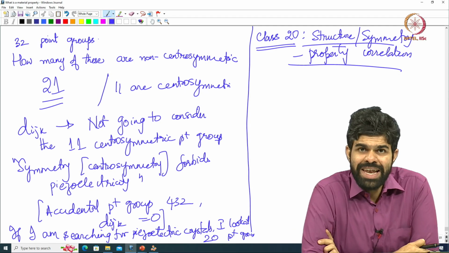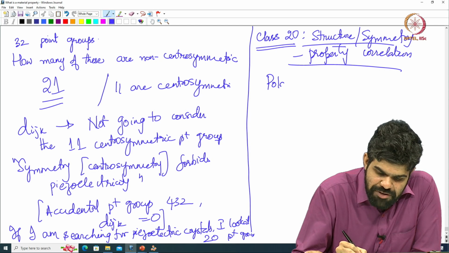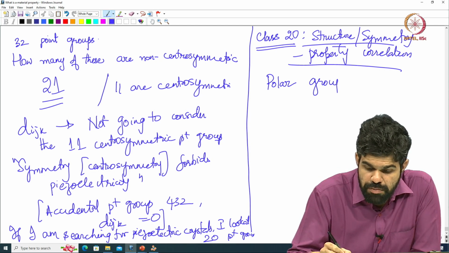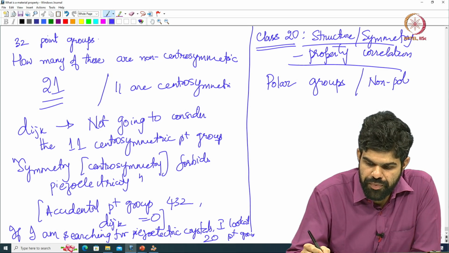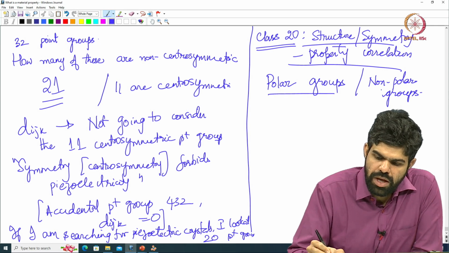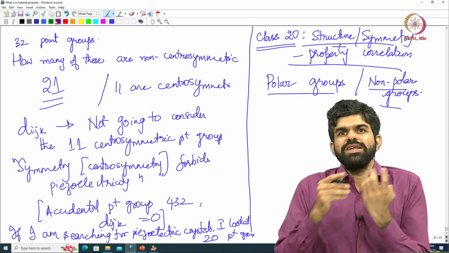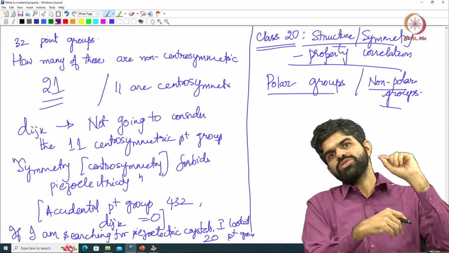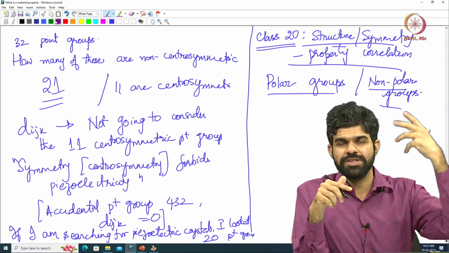Then we go to what are called polar groups. We can further classify the point groups as polar groups and non-polar groups. Typically, every point group, we call something a point group because there is a unique point about which you have some symmetry operations.